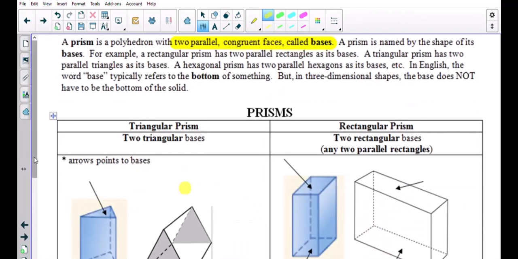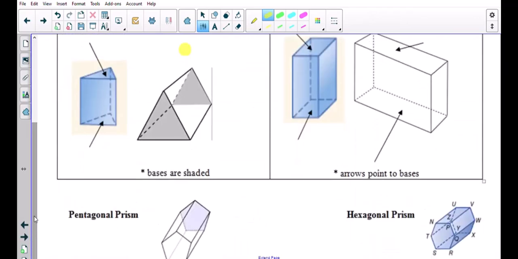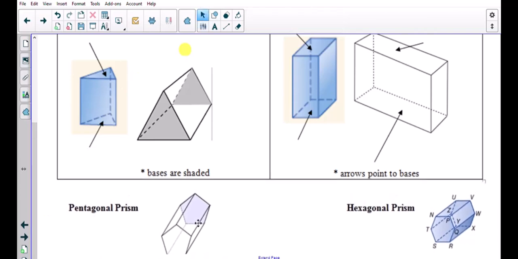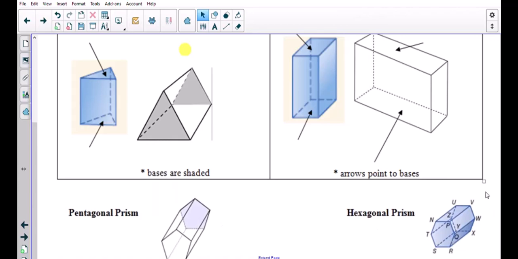All right, I do want to mention, is this down here? Oh, here it is. Okay. On the top of your next page, I wasn't able to fit this on the same page. I did just show an example of a pentagonal prism, which has two parallel pentagons, and a hexagonal prism, which has two parallel hexagons. So again, you're going to have two parallel faces that are considered the bases.